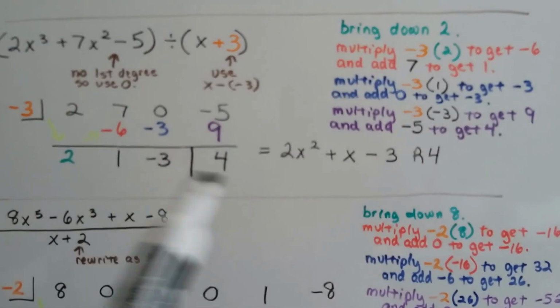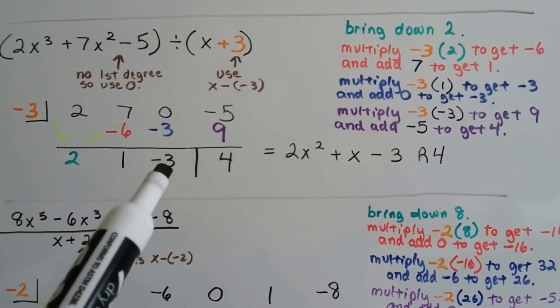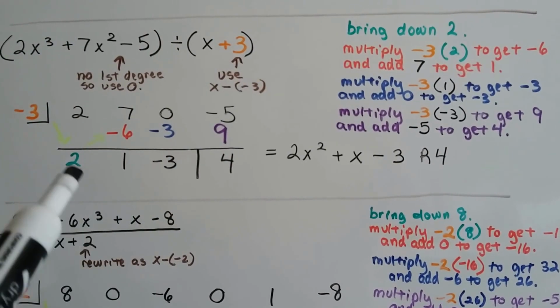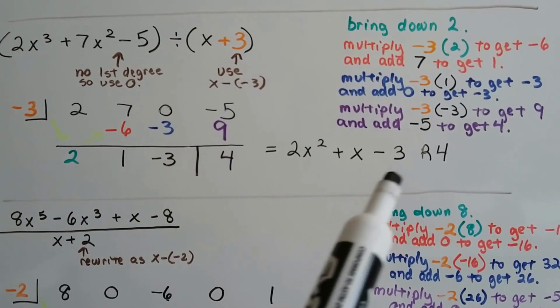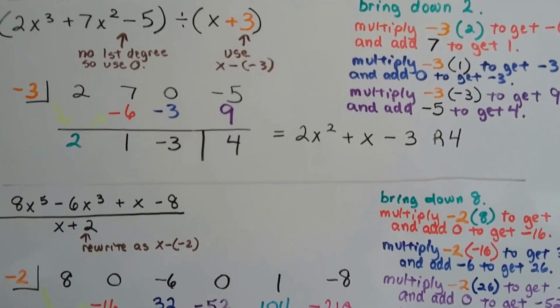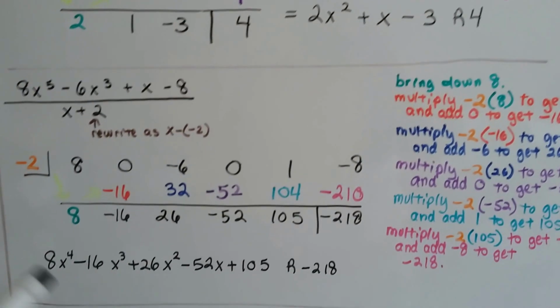And that's our remainder, that's our constant, that's our first degree, and that's our second degree. See? So we would have 2x squared plus x minus 3, remainder 4. All right, let's try it one last time.